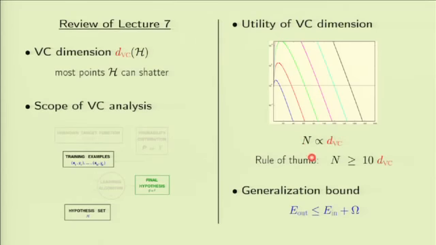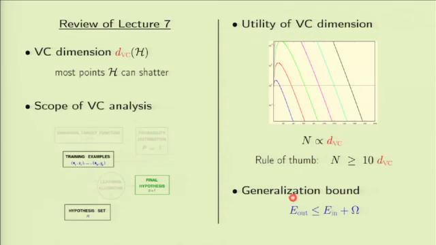And furthermore, as a rule of thumb, in order to get to the interesting part, interesting delta and epsilon, you need the number of examples to be 10 times the VC dimension. More will be better, less might work, but the ballpark of it is that you have a factor of 10 in order to start getting interesting generalization properties.